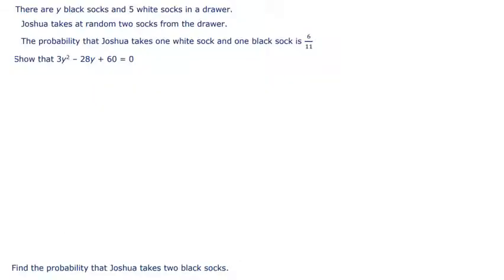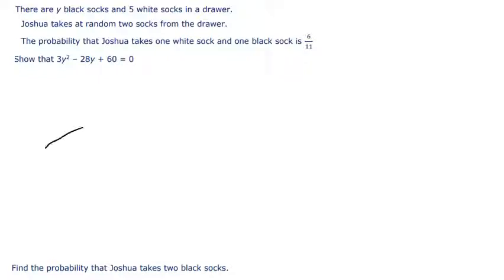That's amazing. So here is our challenge question. What are we told? There are y black socks and 5 white socks in a drawer. Josh takes at random 2 socks from the drawer. Probability of taking 1 white sock and 1 black sock is 6/11. And then all of a sudden we've got this thing here. Show that 3y squared minus 28y plus 60 equals 0. What? Right. First of all, we are not going to panic.